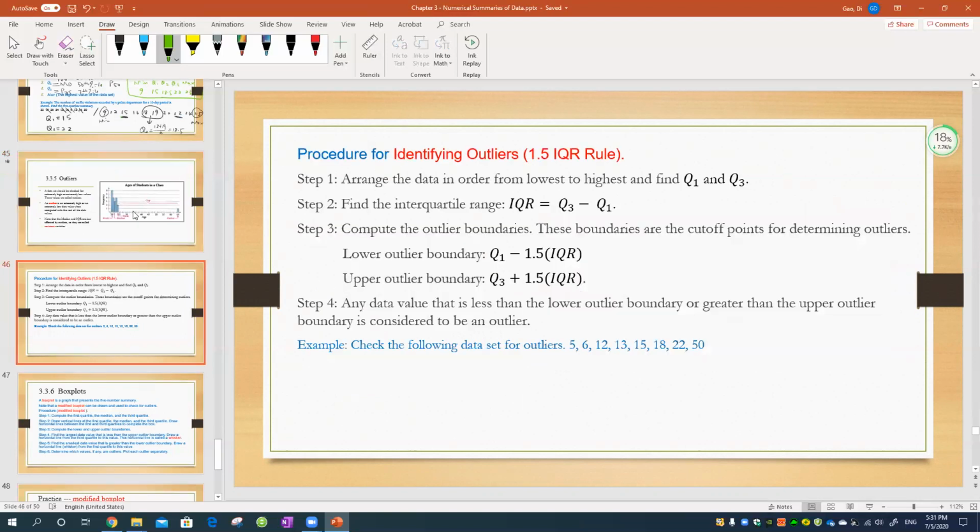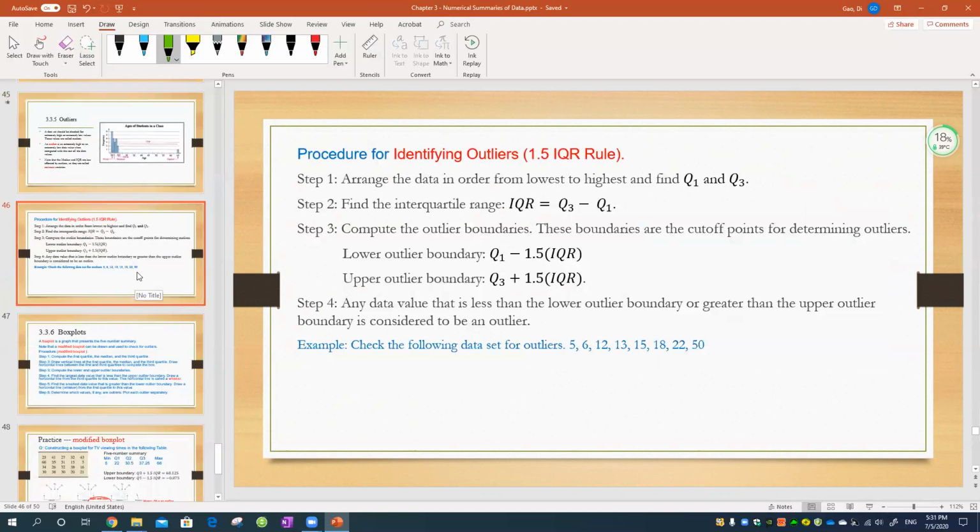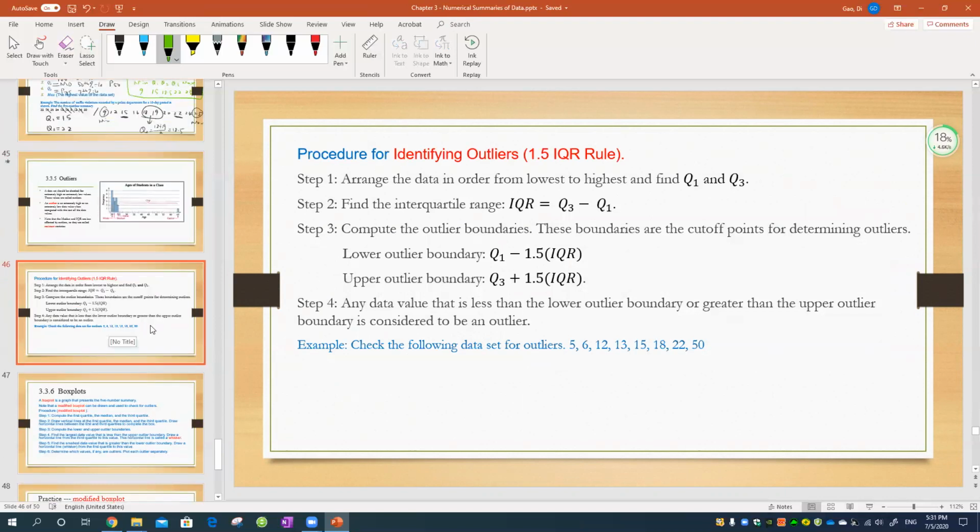So for this plot, we actually just see 65 is far away from the majority of the group, but how do we numerically calculate whether a value is an outlier or not? Then we have this procedure for identifying outliers. We also call it the 1.5 IQR rule. Step one, we're gonna arrange the data in order from the lowest to the largest, and then we're gonna find Q1 and Q3. After that, we can calculate our IQR, interquartile range, just by using Q3 minus Q1.